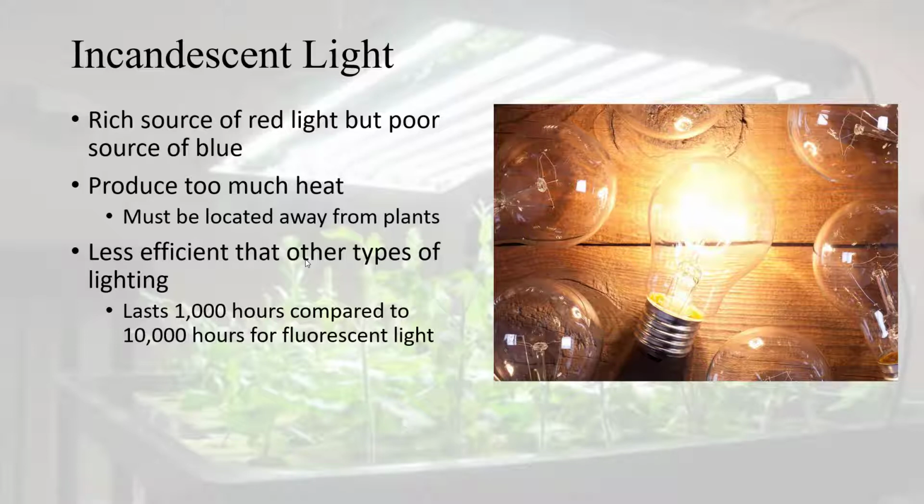Incandescent light doesn't have a lot of blue light. A big problem with incandescent light is that they produce a lot of heat, right? So you have to keep them away from plants. If they get too close, we can scald our plants. They're also less efficient than other types of lighting, right? The light bulbs typically last around 1,000 hours, and you can compare that to 10,000 hours for a fluorescent light bulb. So generally, we want to stay away from incandescent light.